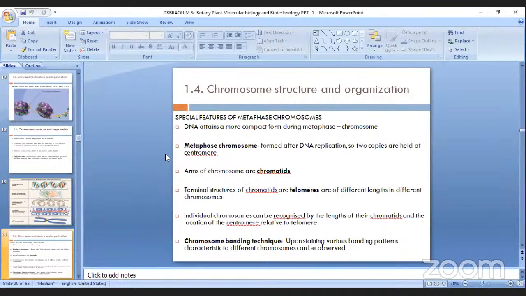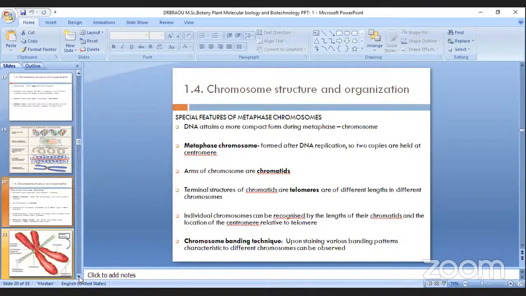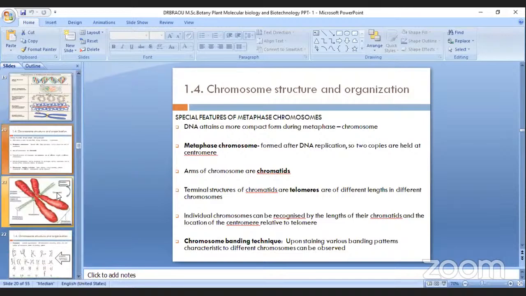Next is the chromosome banding technique. What is the chromosome banding technique? You stain the chromosomes, and after staining, you find some banding patterns. These banding patterns are characteristic to different chromosomes.